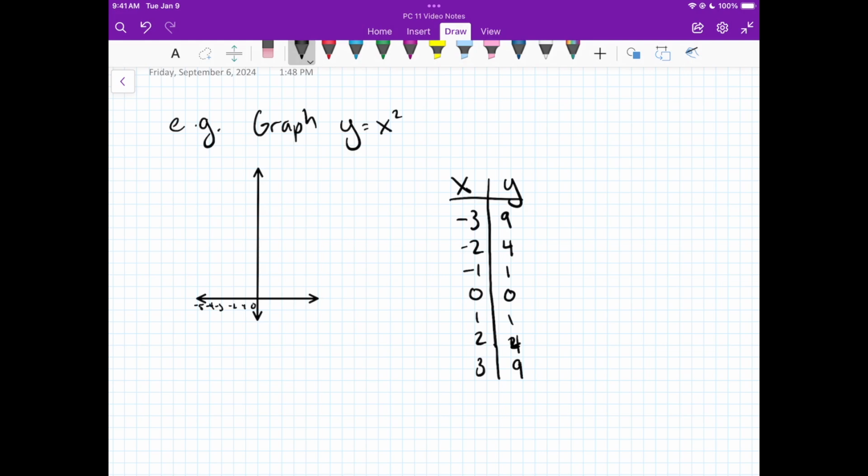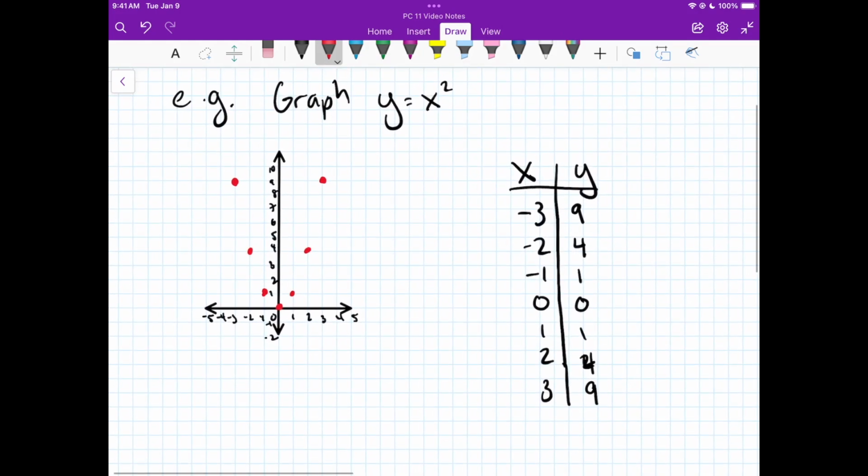So we want to put our scale on there. We're going to want to label our axes real quick, just so that everything is super clear. And then let's go ahead and plot ourselves some points. So we've got the points (-3, 9), (-2, 4), (-1, 1), (0, 0), (1, 1), (2, 4), and (3, 9). And it gets us this parabola.